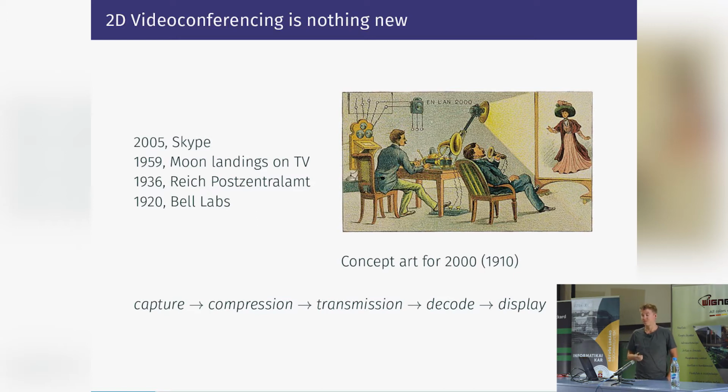And just to go even further back into the past, there was this artist concept that imagined that in the year 2000 people would be able to just talk to other people. And it's somewhat accurate, I would say, that they figured out what projectors might look like. And okay, well, they had their limitations. But so, with video conferencing, we want to capture something real. We want to process or compress the data, transmit it, decode it on the other side and display it to an actual human being.